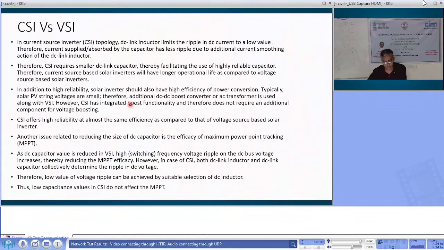Then there is a last topic, maybe, whether to go for current source inverter versus voltage source inverter.